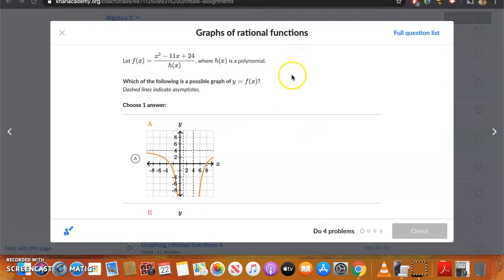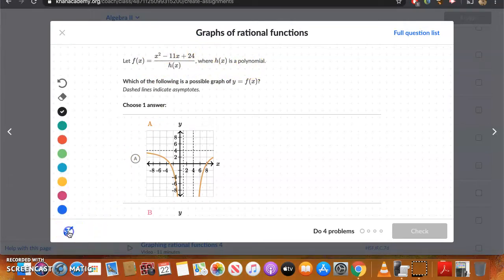Let f of x equals x squared minus 11x plus 24 over h of x, where h of x is a polynomial. And we're given some choices for the possible graph of f of x. Well, for these problems, what's most important is that we work with what we know, not with what we don't. And in this first problem, we don't know what h of x is. The only thing we know is the polynomial in the numerator. So what I'm going to do now is I'm just going to factor the polynomial.